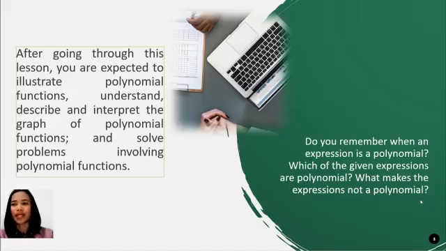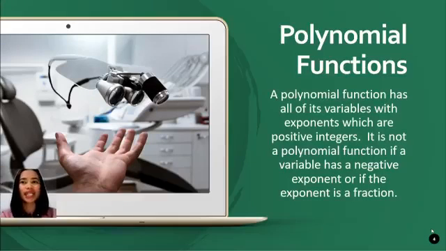Do you remember when an expression is a polynomial? Which of the given expressions are polynomial? And what makes the expressions not a polynomial? So what is a polynomial function? A polynomial function has all of its variables with exponents which are positive integers. It is not a polynomial function if a variable has a negative exponent, or if the exponent is a fraction.